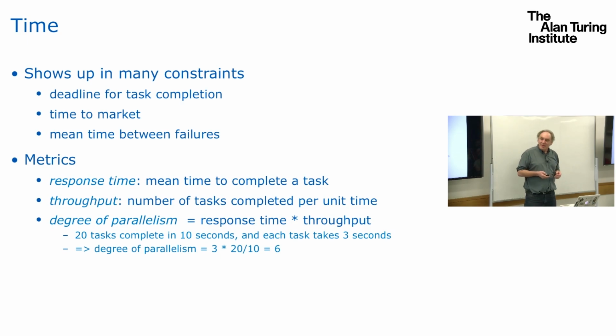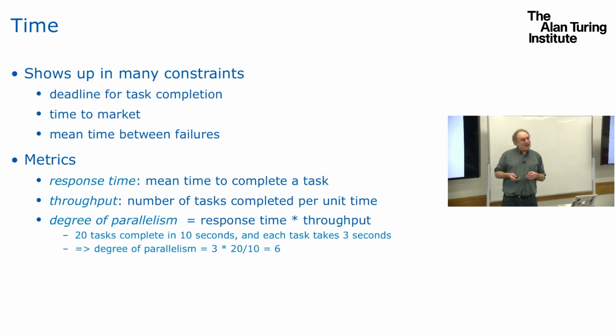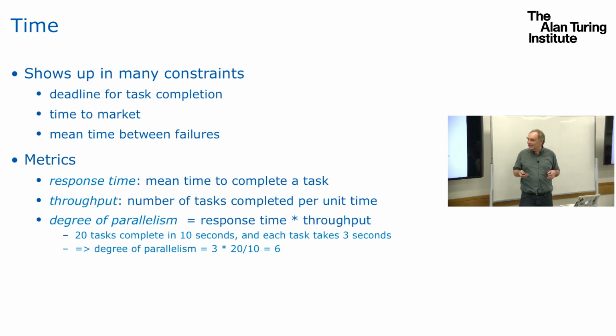So we've got metrics like response time, the time to complete a task, and throughput, the number of tasks per unit time. And then, of course, you get into why parallelism. Well, if you just take this example, you've got 20 tasks to complete in 10 seconds. Each task takes 3 seconds, so it's going to take 60 seconds. The only way you're going to meet a deadline of 10 seconds is to do 6-fold parallelism there.